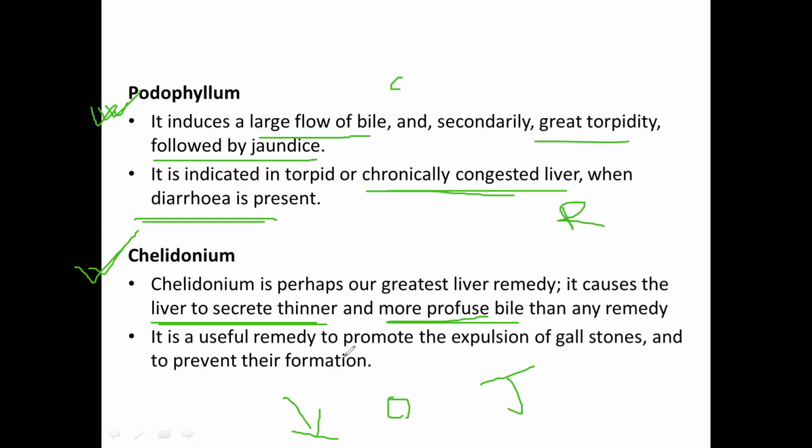It is a useful remedy to promote the expulsion of gallstones and to prevent their formation. So again, this line explains that if the patient has jaundice which is due to obstruction, here extra hepatic obstruction has been mentioned. So if there is an extra hepatic obstruction which is causing jaundice in a patient, in that case you can think of chelidonium.